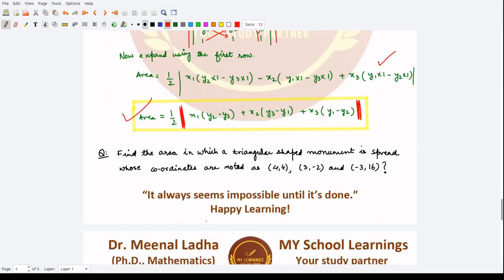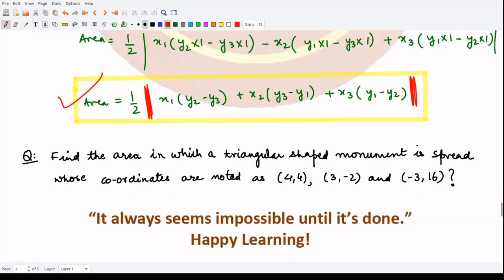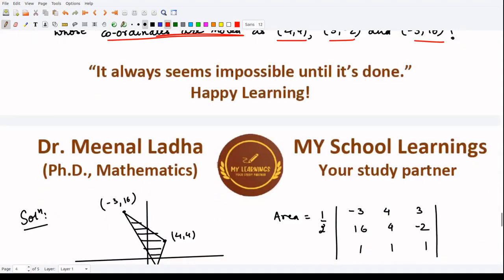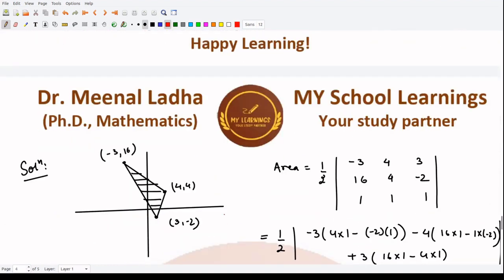As an example, let's see this question. Find the area in which a triangular shaped monument is spread whose coordinates are noted as 4, 4, 3, minus 2 and minus 3, 16. Let's first of all draw these coordinates. Suppose this is our x-axis and this is our y-axis. This is the origin. Let's mark them, and now we have to find this area.